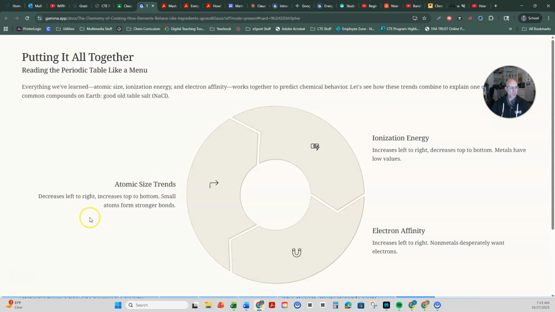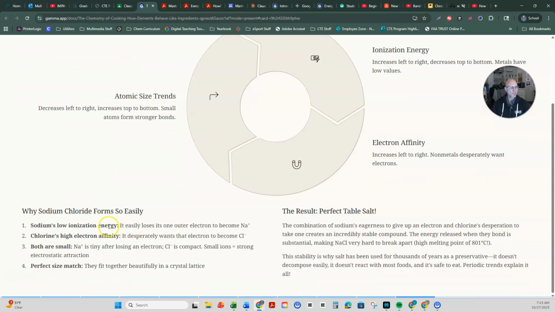So atomic size trends. Decreases left to right, increases top to bottom, small atoms form stronger bonds. Then you have ionization energy, increases left to right, decreases top to bottom, metals have low values. And then you have electron affinity, increases left to right, nonmetals desperately want electrons. So why does sodium chloride form so easily?